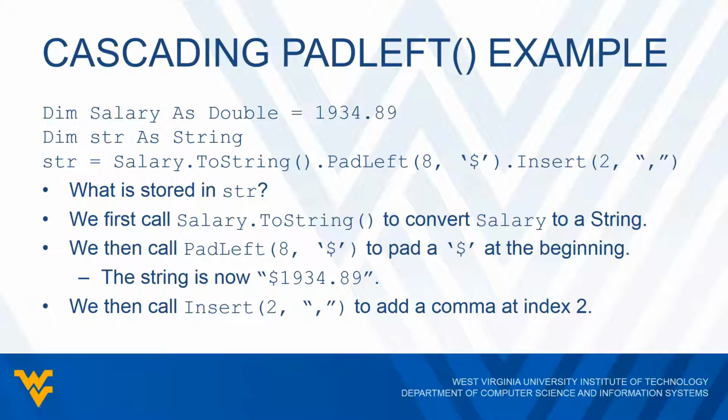Now we're going to call the insert method on this string. What this is saying is we're going to add the comma at index 2 and then shove everything else over. So where's index 2? Well, the $ sign is index 0. The 1 is index 1. So 9 is index 2. That means we're going to insert the comma right after the 1, and then we're going to move the rest of the string over one spot. So that's going to be our final string, and that's what will get stored in str. So our final string is going to be $1,934.89, with the comma between the 1 and the 9.